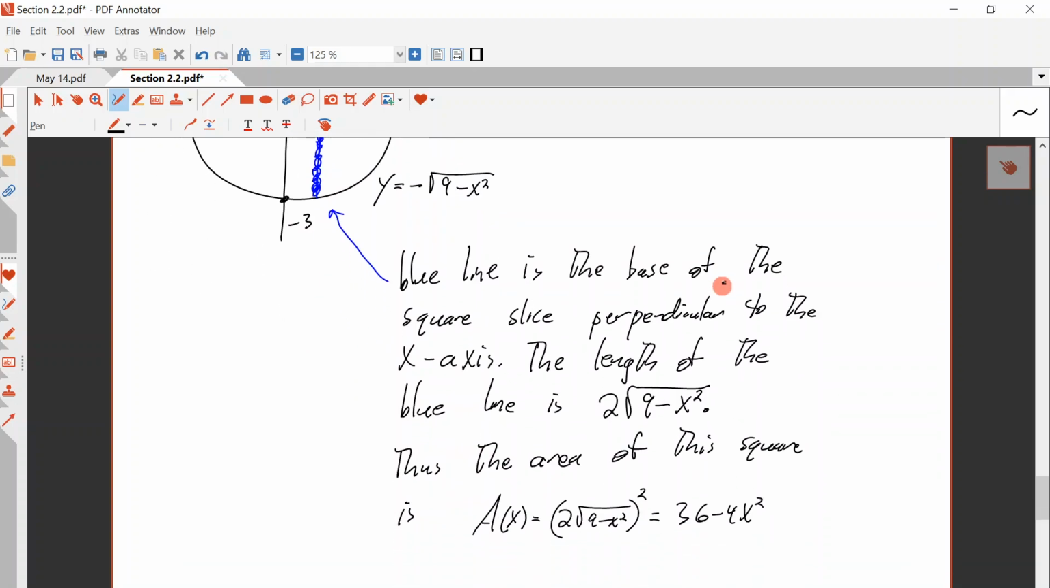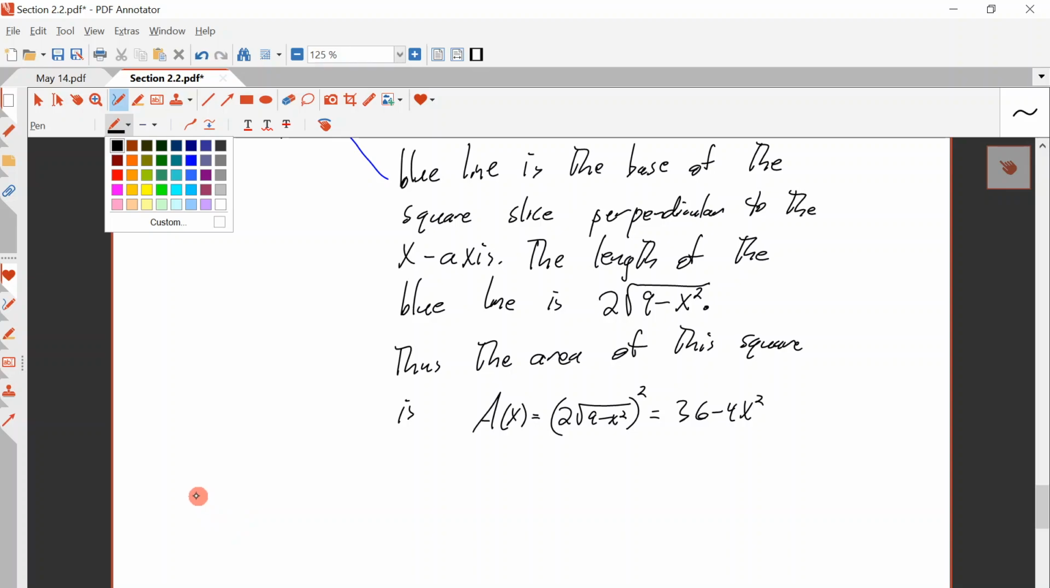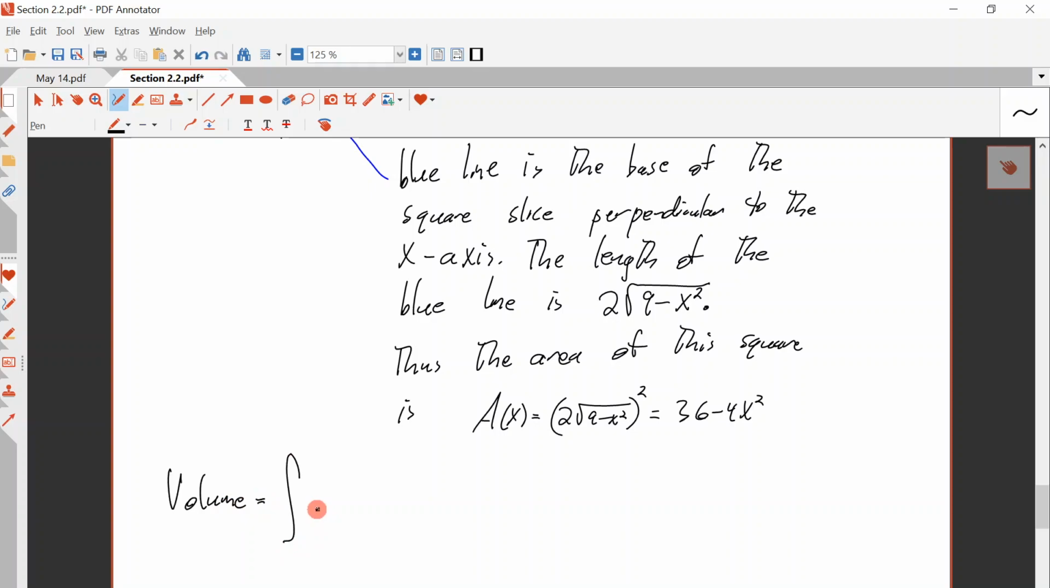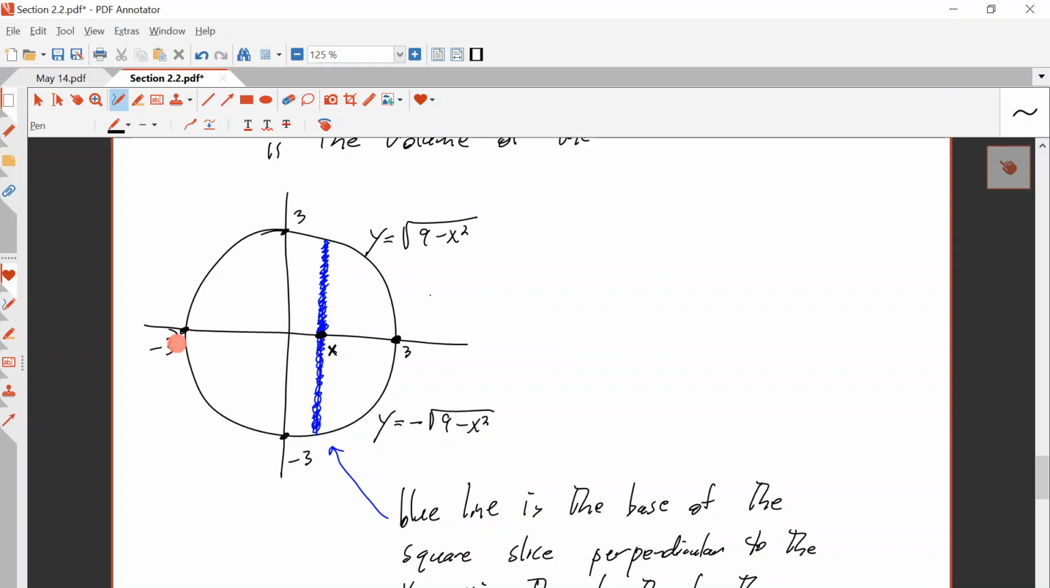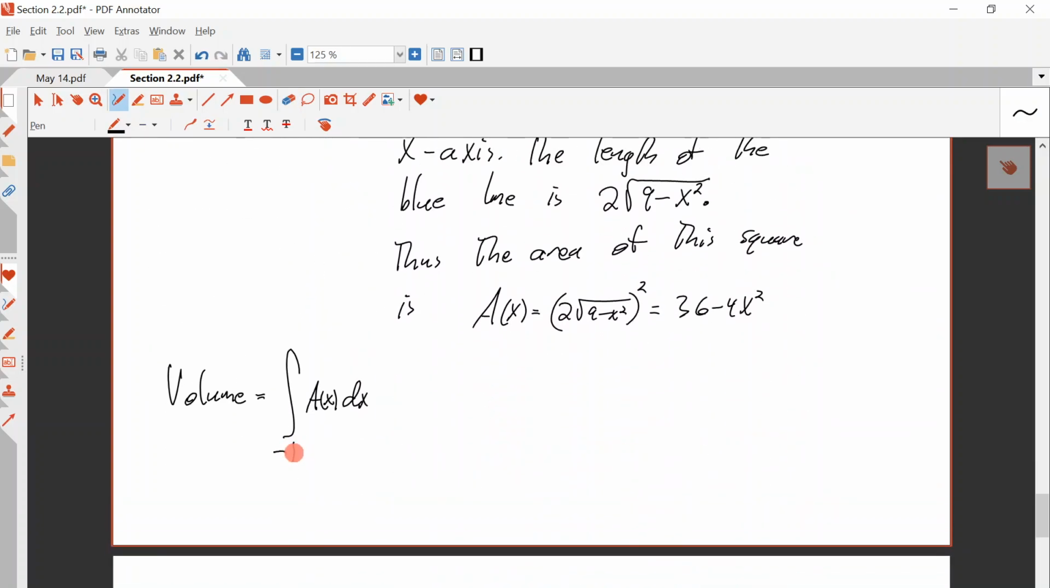All right, so the volume of the solid is the integral of the area. Okay? What are the limits on the integral? From where to where? Well, just take a look. It's from minus 3 to 3. So it's the integral from minus 3 to 3 of the area, A of x. So the integral from minus 3 to 3 of 36 minus 4x squared.